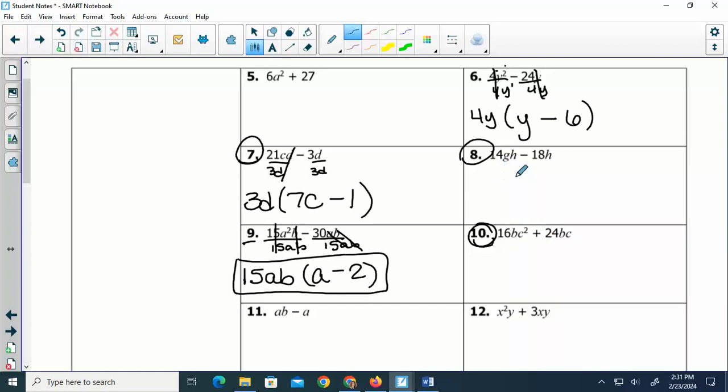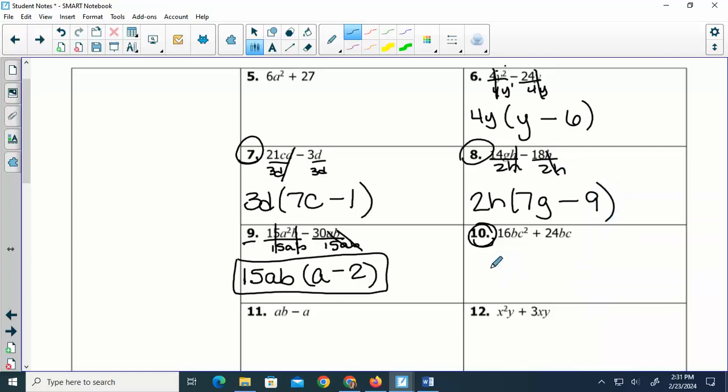Number 8, 14 and 18. They're both divisible by 2. What variables do they have in common? H. All right, 14 divided by 2 is 7. The h's cancel, so we just have g. 18 divided by 2 is 9. H's cancel.